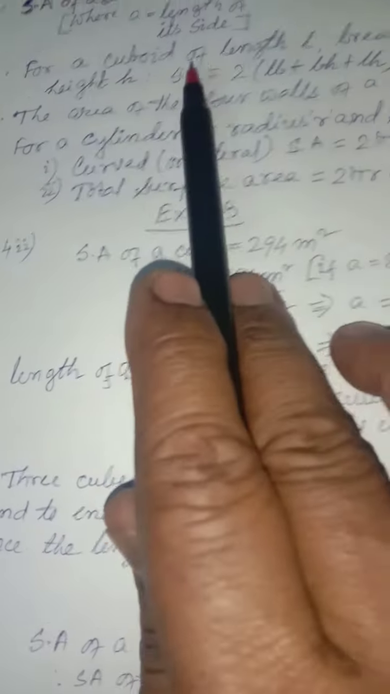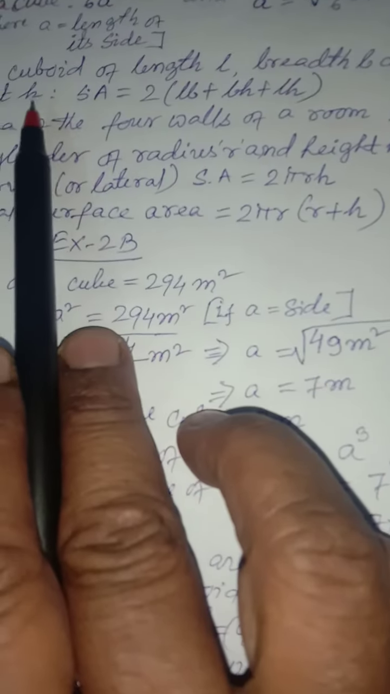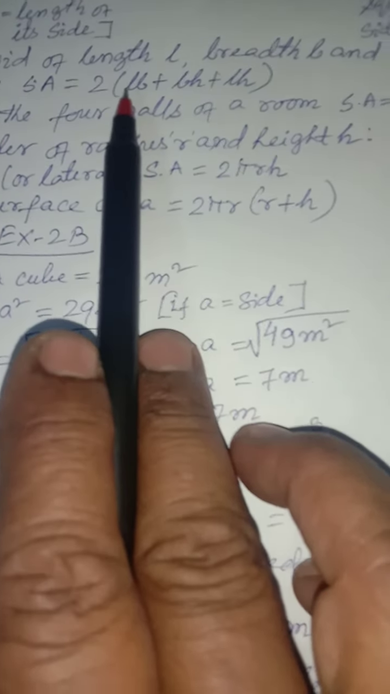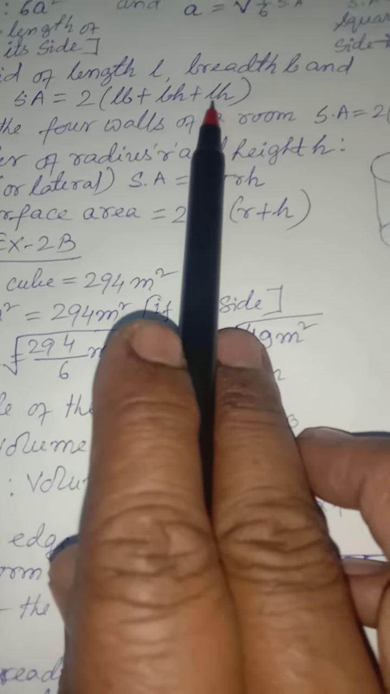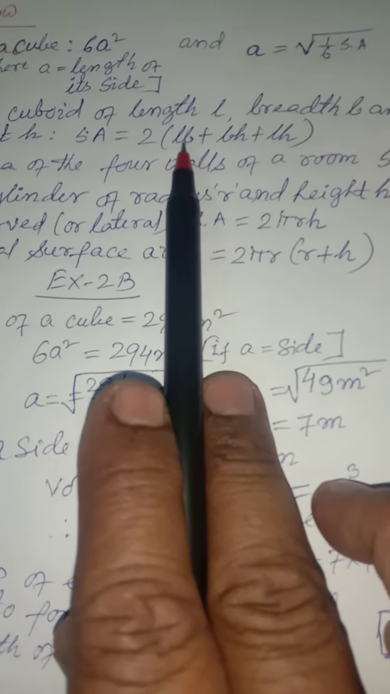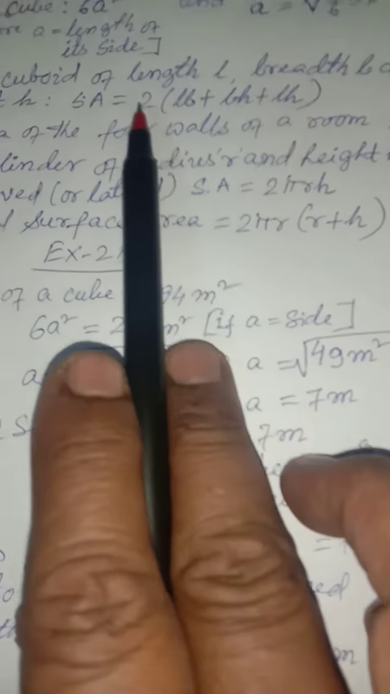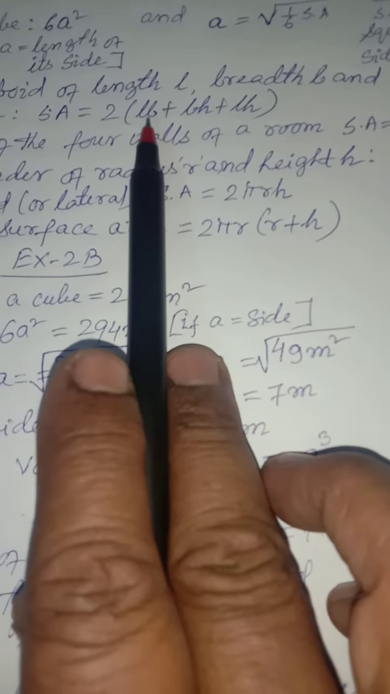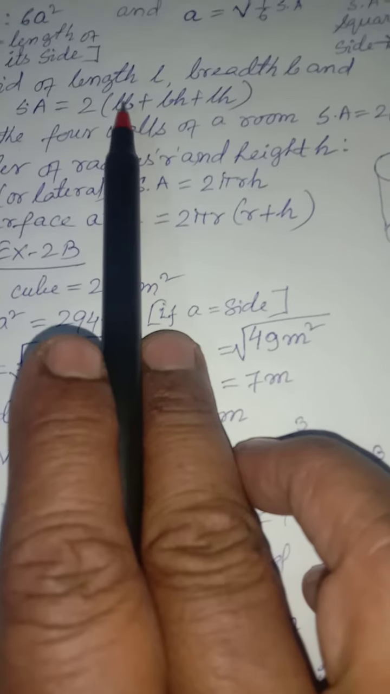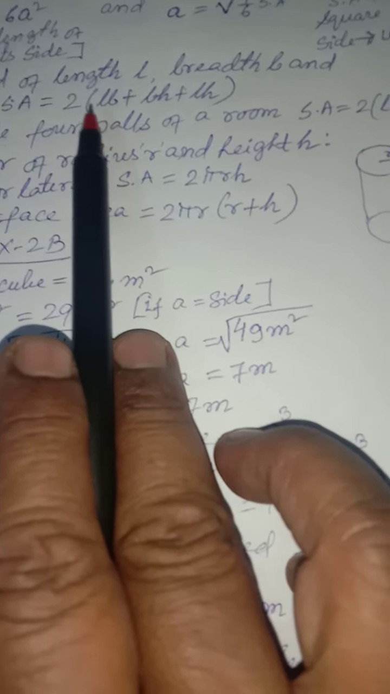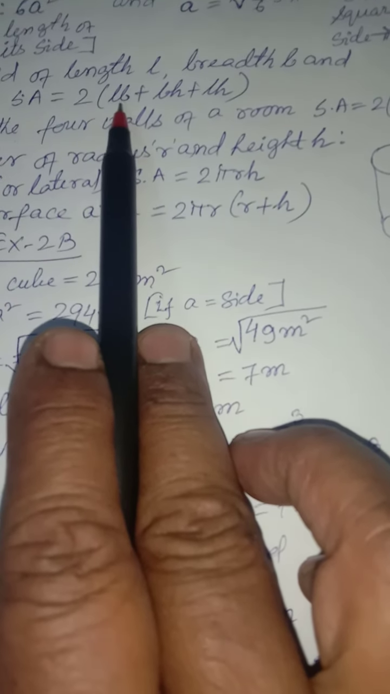Now for a cuboid of length L, breadth B and height H, the surface area will be 2 into the product of the length and breadth, plus the product of the breadth and height, plus the product of the length and height, the summation multiplied by 2. Why 2? Because it has got 6 sides. The front face and back face will have length and breadth. That area will be length into breadth, and it has got 2 like these sides.